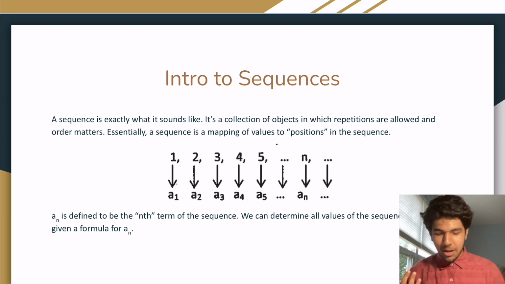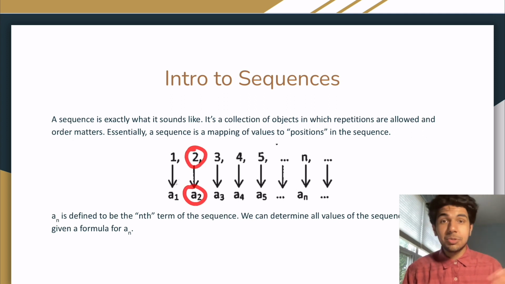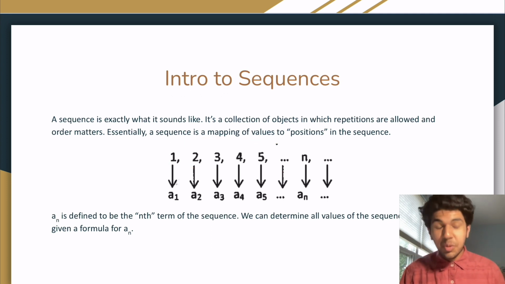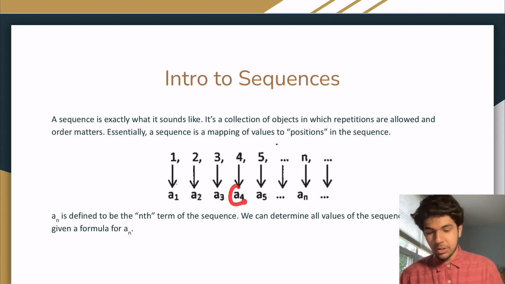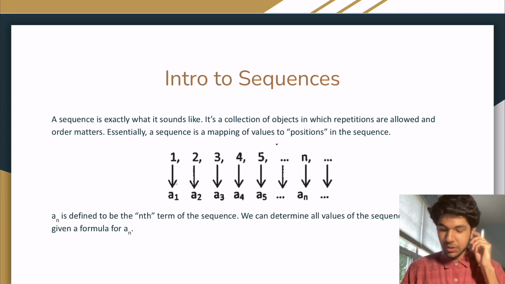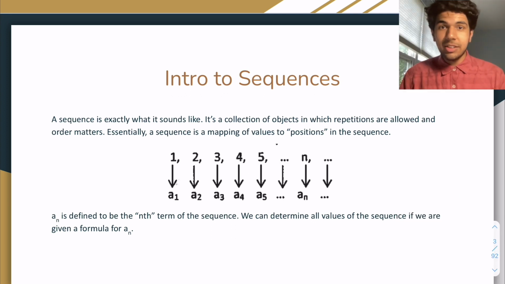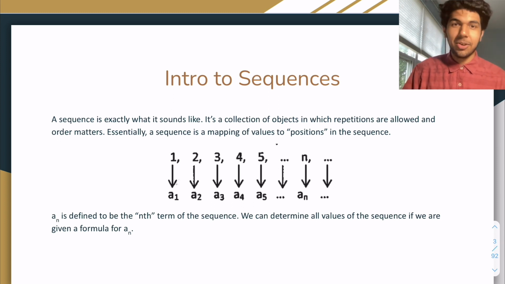Pretty crazy, right? But what we're going to do is establish this mapping, where 1 will be mapped to something which we'll call a sub 1, and 2 can be mapped to something which we call a sub 2. So you can think of our sequence being called A, and then we can denote a specific term by giving a subscript. So a sub 4 would be mapped with 4. So a sub n is defined to be the nth term of the sequence. If we're given a formula for a sub n, then we can just compute our sequence, right? Because we have our formula, we just need to give our values for n, and we know our sequence.